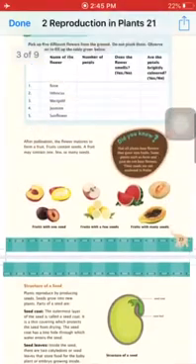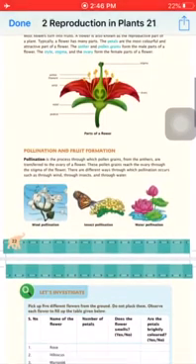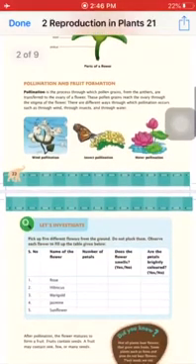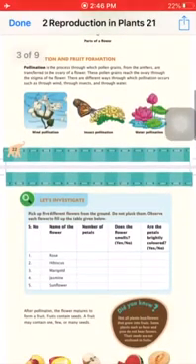Firstly, we talk about the different parts of a flower, in which there are two parts. First is the female reproductive part and the other is the male reproductive part. In the male reproductive part we have anther and filament, but in the female reproductive part there is a stigma, style and ovary, sepal and pedicle. Next is pollination. Pollination is the process of transferring pollen grains from anther to the stigma, and there are three ways of pollination.